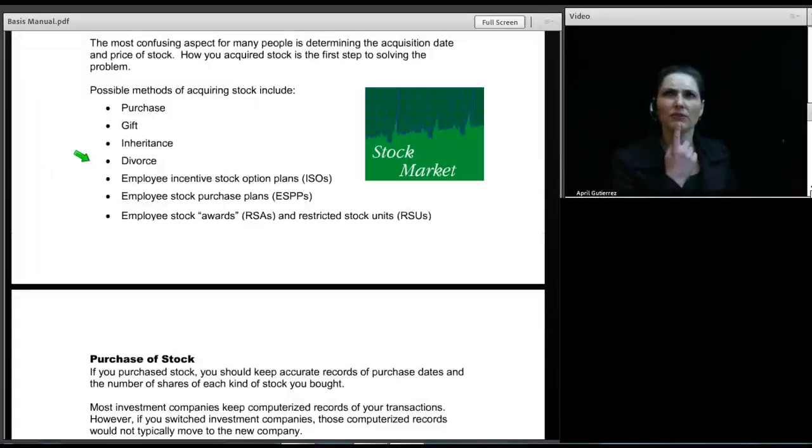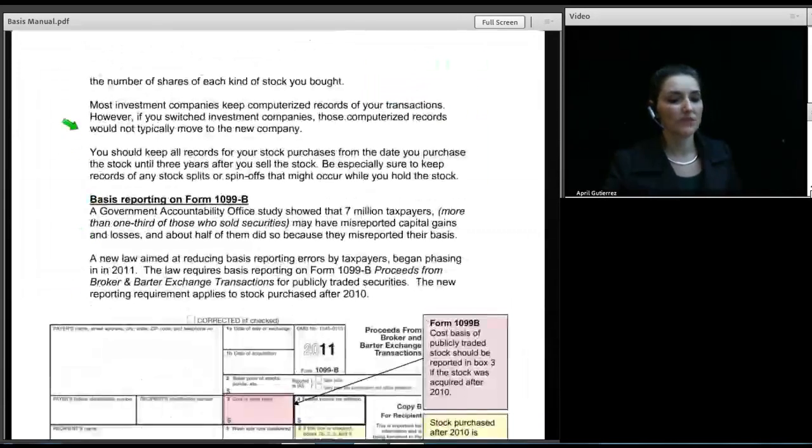I had a client whose husband worked for Nike, and he had stock that he'd been awarded years and years and years ago. And then when they got divorced, she got it all. That was a lot of work, going back and forth to him, figuring out how much he had as a basis in that.